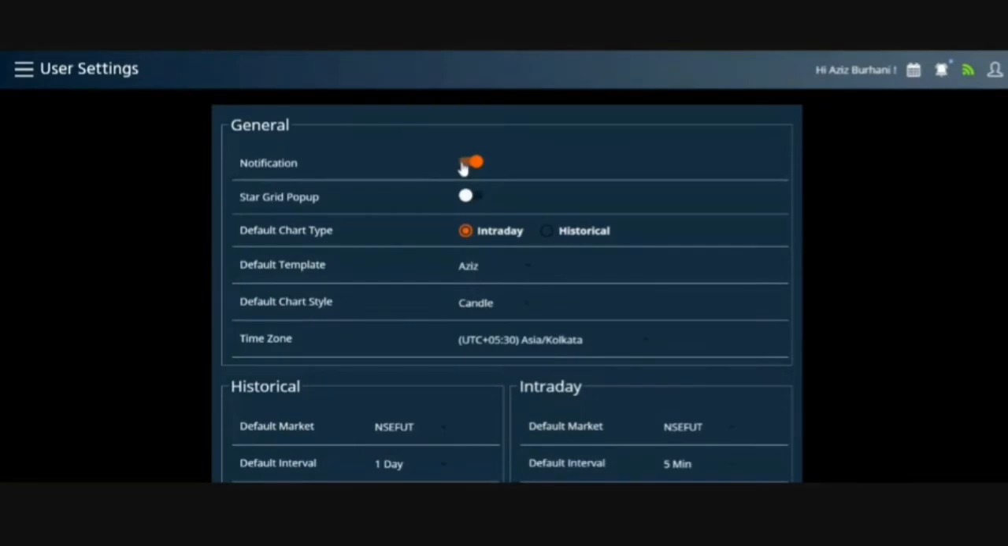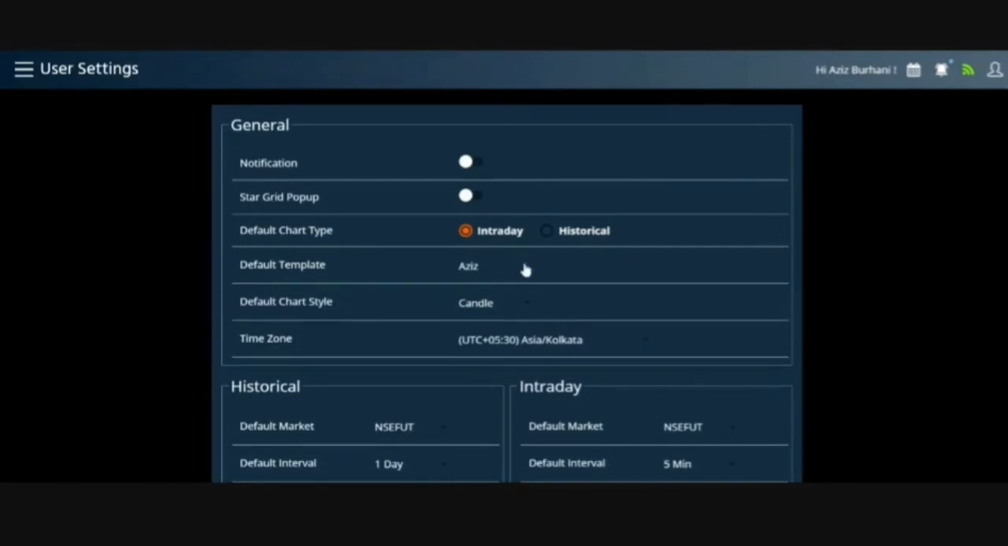If you don't want the notifications, you can mute the notifications. You can set your default chart type, whether you want your default chart type to be intraday or historical. If you're a hardcore intraday trader, you can set your default chart type as intraday. If you're a hardcore long-term, medium-term trader, you can set it as historical.